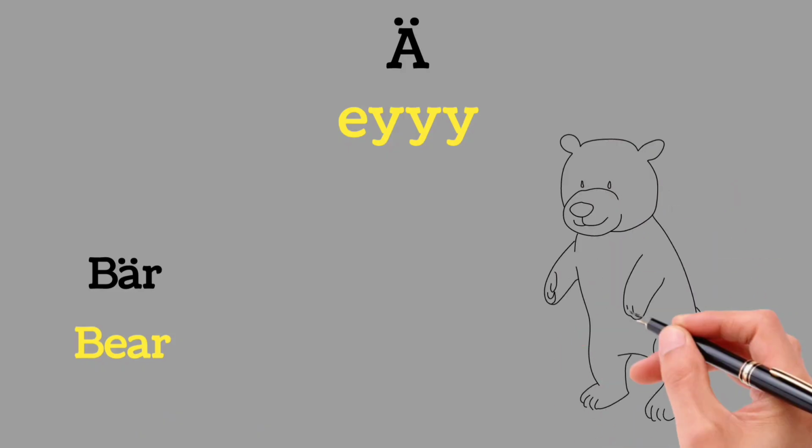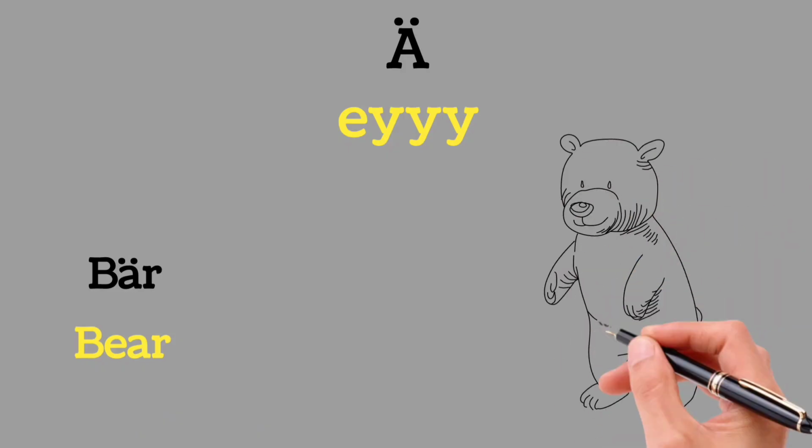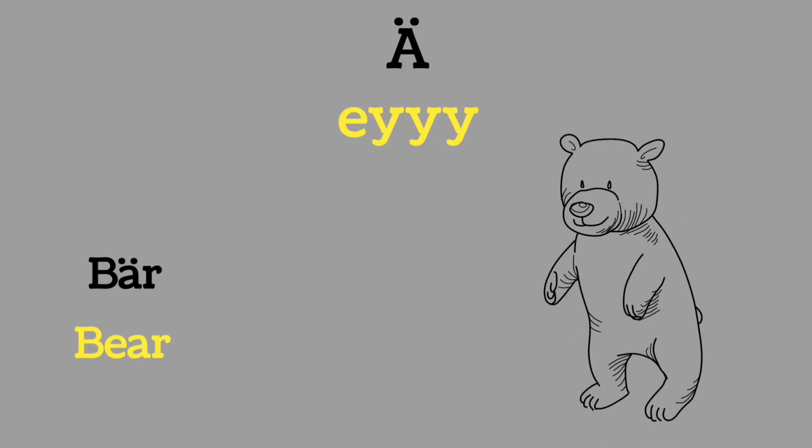Ä. Bär. The 2 dots on the top of the A are known as umlaut. The sound changes from A to Ä.